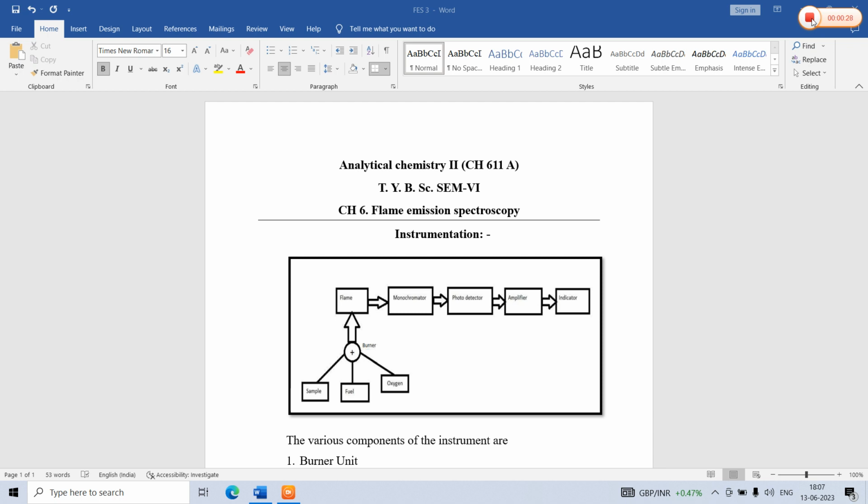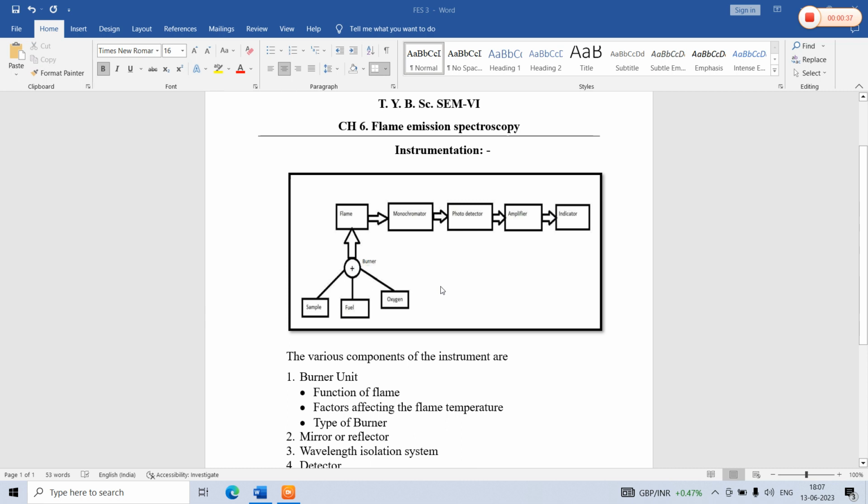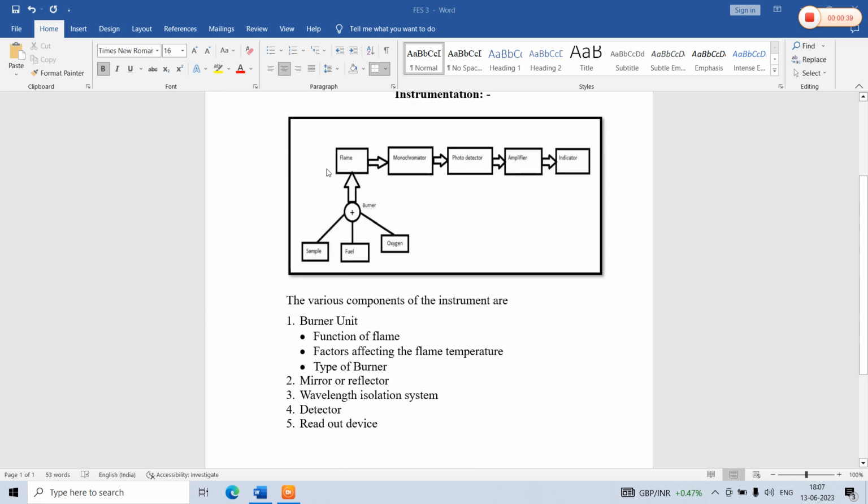This is a block diagram for the instrumentation involved in flame emission spectroscopy. This block diagram consists of a burner unit. In that burner unit, there are three parts: sample, fuel and oxygen. These are the three parts.